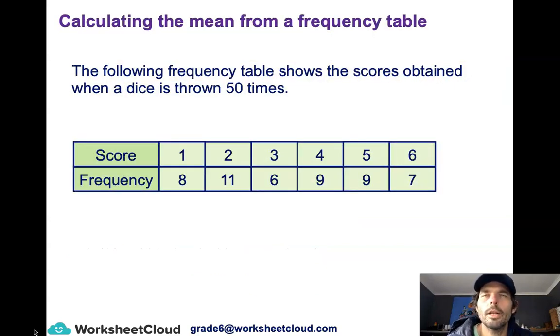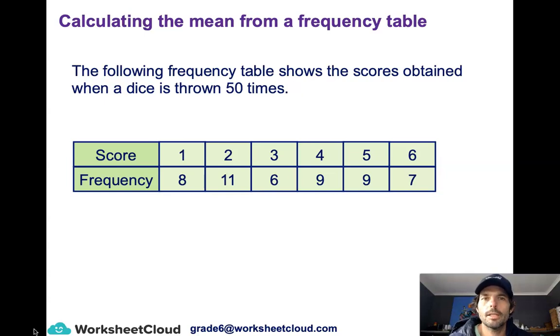We can also calculate the mean from a frequency table, and a frequency table is just a table such as the one on your screen, which shows us the number of occasions a particular score happens. So the way we read this frequency table is that the score 1 was achieved 8 times. The score 2 was achieved 11 times. The score 3 was achieved 6 times. The score 4 was achieved 9 times. The score 5 was achieved 9 times. And the score 6 was achieved 7 times.